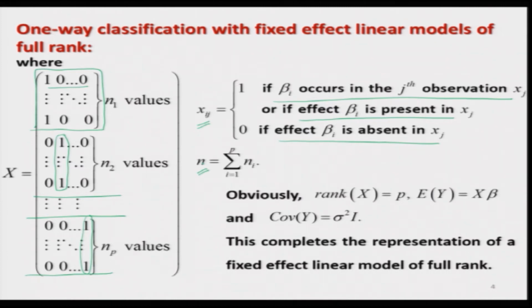Obviously, in this case we had discussed that the rank of the matrix X is p, that is, full column rank. So there is no problem in estimating the parameter beta or sigma square using the maximum likelihood estimators. The expected value of y will be equal to X beta and the covariance matrix of y will be sigma square I. This description completes the representation of a fixed effect model of full rank.